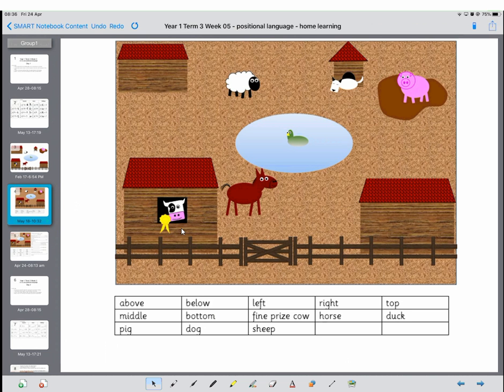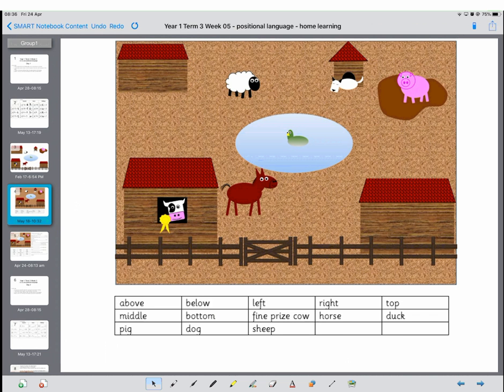Prize cow, horse, duck, pig, dog, and sheep, because you're going to need that vocabulary to be able to do the next thing. So what I want you to do is point to an animal that's at the top of the farmyard.